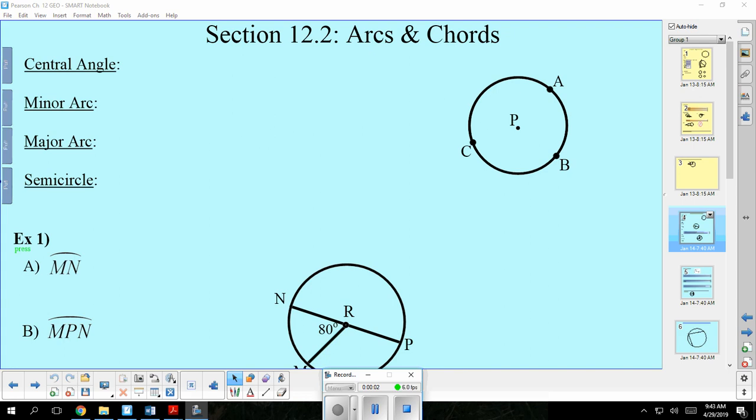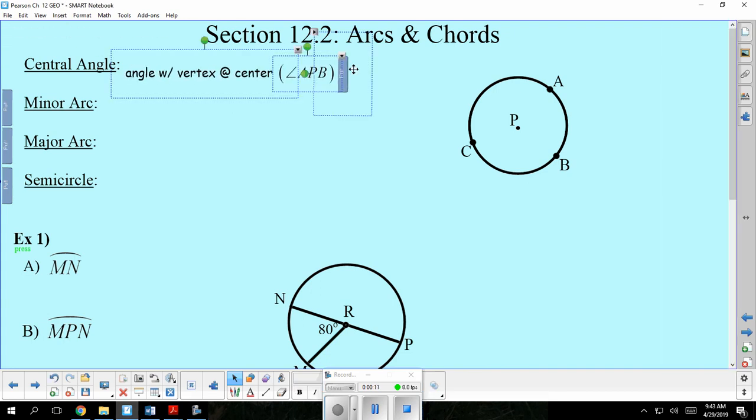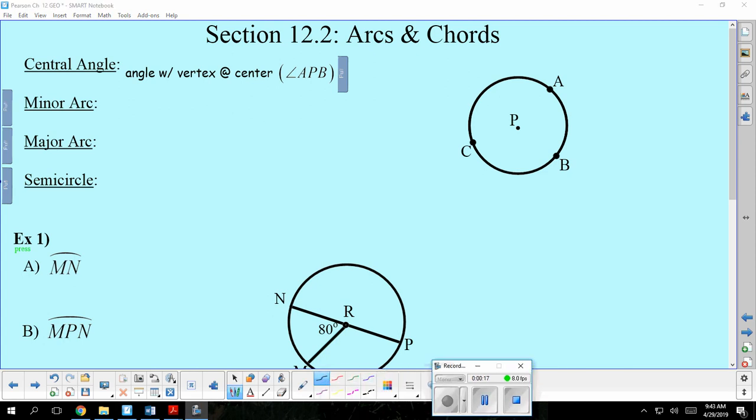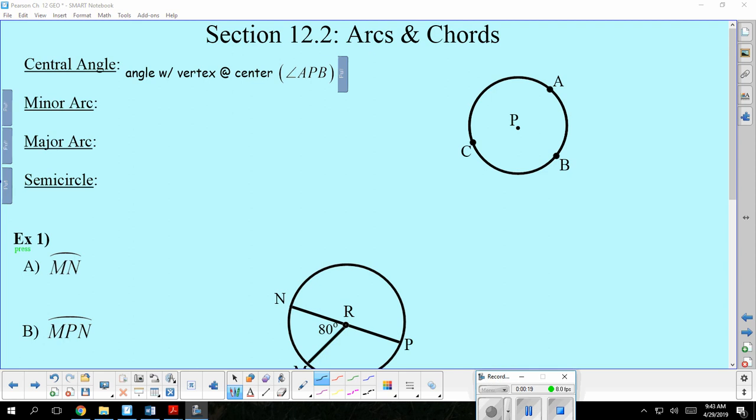So now we're on to 12.2, arcs and chords. The first thing we need to know is about a central angle. A central angle is an angle with vertex at the center. For example, angle APB. Any angle that has the vertex at the center of our circle is a central angle. So this angle APB.